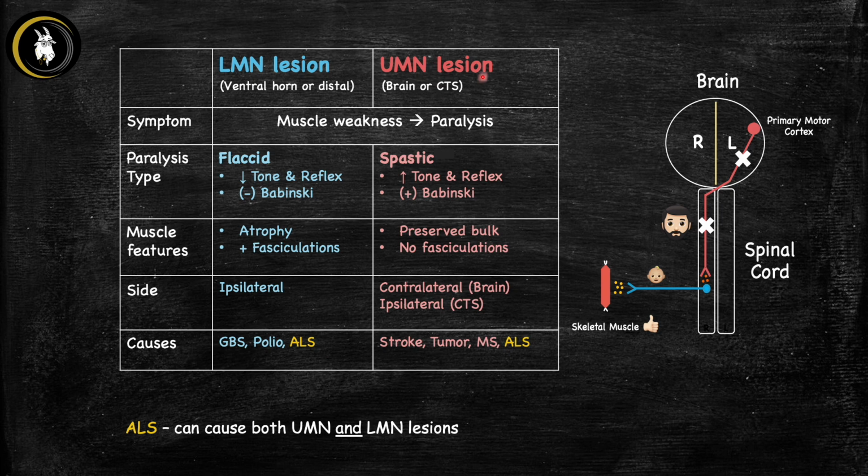So now let's talk about upper motor neuron lesions. So this would be a lesion that is in the upper motor neuron, which is either in the brain or in the corticospinal tract of the spinal cord. And then in contrast to the lower motor neuron lesion, this causes a spastic paralysis. That means the muscle has increased tone, it's spasming, and here's the reason why.